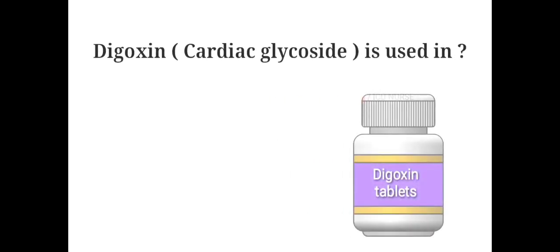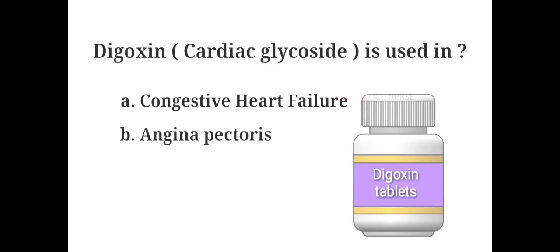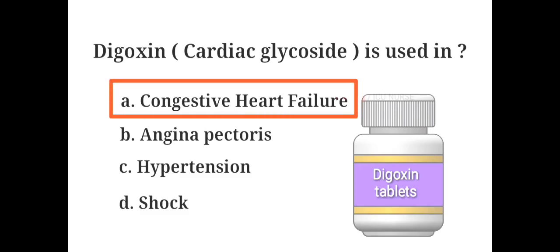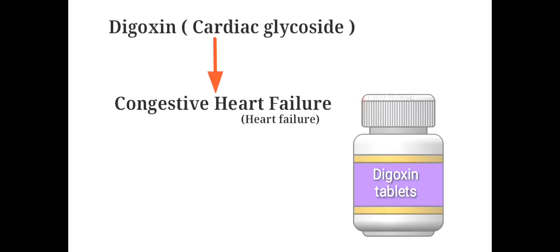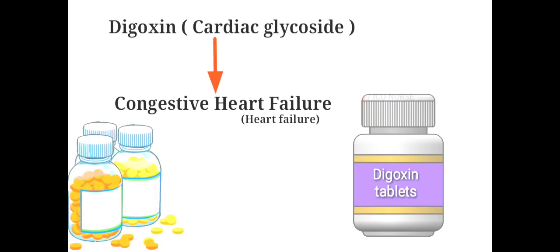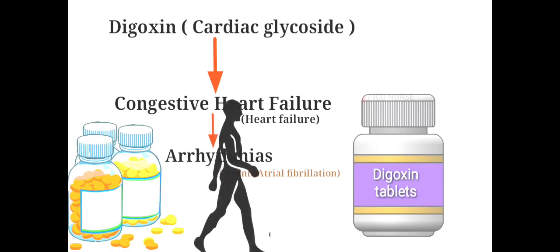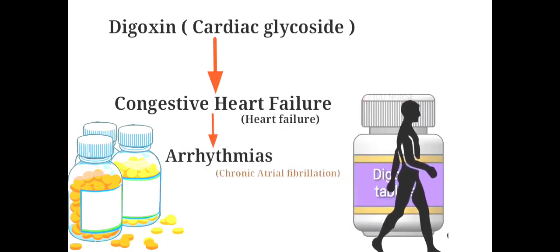Digoxin is used in A. Congestive heart failure, B. Angina pectoris, C. Hypertension, D. Shock. And the answer is A. Congestive heart failure. Digoxin is used to treat congestive heart failure, usually along with other medications. It is also used to treat certain types of irregular heartbeats, such as chronic atrial fibrillation. Treating heart failure may help maintain your ability to walk and exercise, and may improve the strength of your heart.